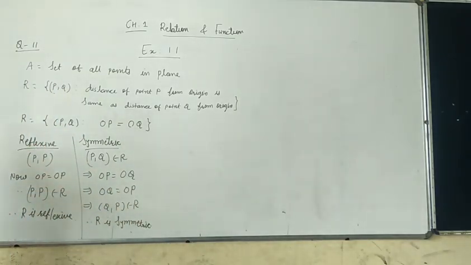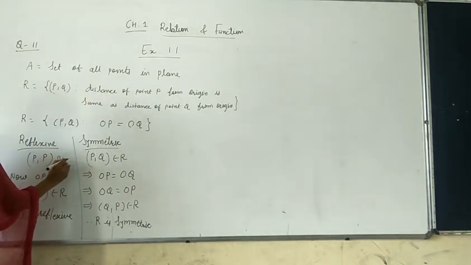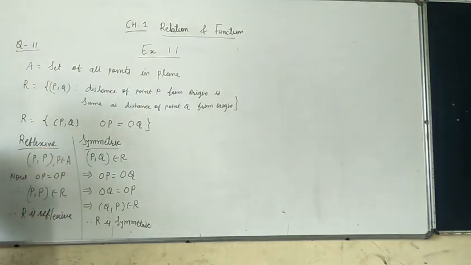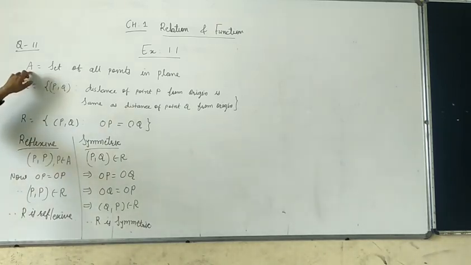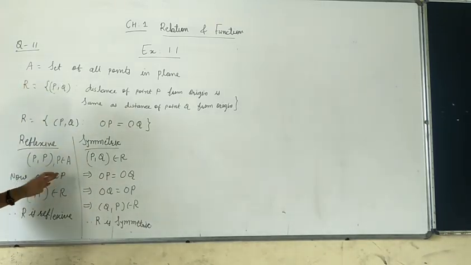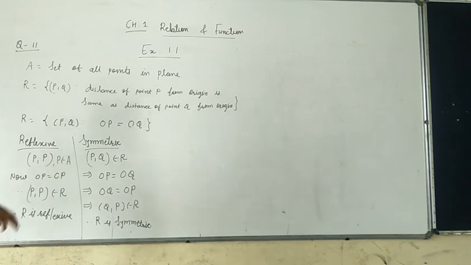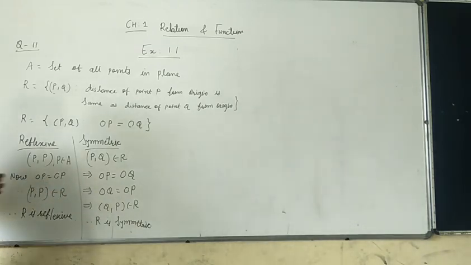First, reflexive. So what is the meaning of reflexive? That (P, P) belongs to R. We take (P, P) where P belongs to the set A. All the P belong to set A. Then OP is equal to OP as the same point has the same distance. Between the same points, we are having the same distance.